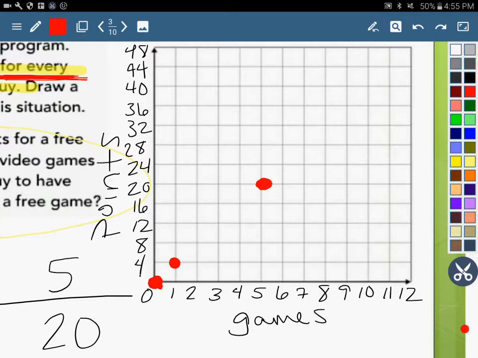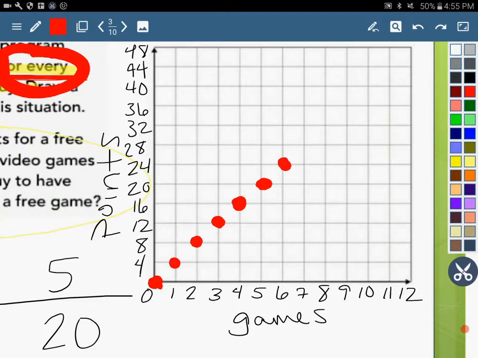And you can put more points down than what you came up with in the table. Because really, you could buy 2 games and get 8 points. So let's plot that down. You could buy 3 games and get 12 points. 4 games and get 16 points. And I can continue this, as I said, with that for every over there. We can keep multiplying. So if I want to plug in 6 games, 6 times 4 is 24.